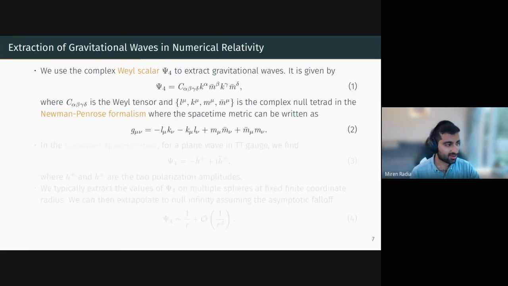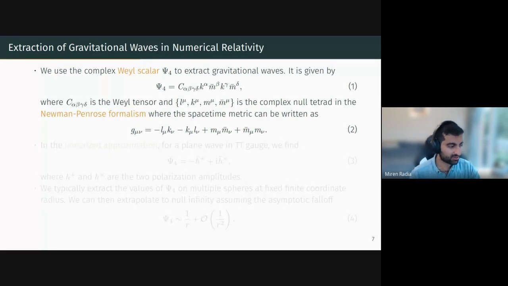Okay, so we're interested in gravitational waves, well, the kicks that we get from gravitational waves. So we need a way of extracting gravitational waves in our numerical simulations. There are quite a few different ways to do this, but probably the most common way is to use the Newman-Penrose formalism, which I'm going to describe here.